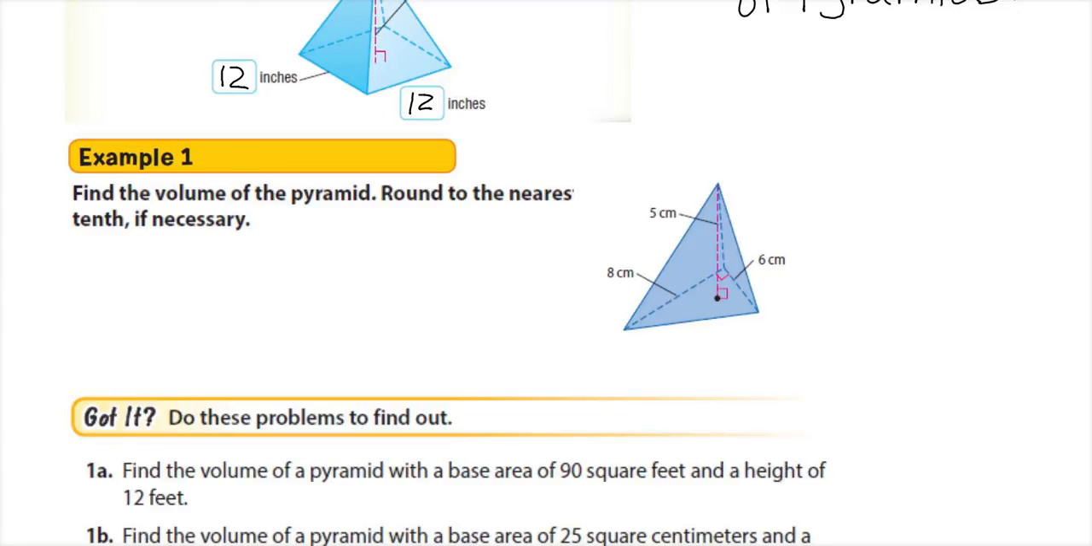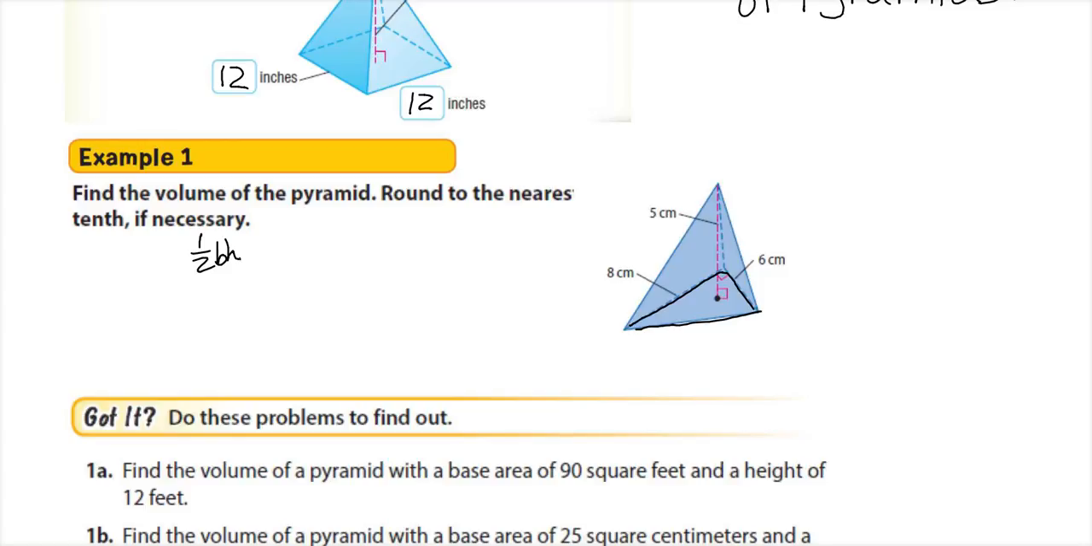All right, so we're going to find the volume here. The first thing we're going to do is find the area of the base. My base is right here, this triangle. So we have to find the area of that. Remember that the area of a triangle is 1/2 base times height. So what's the length of the base? The base would be 6, and then the height would be 8.